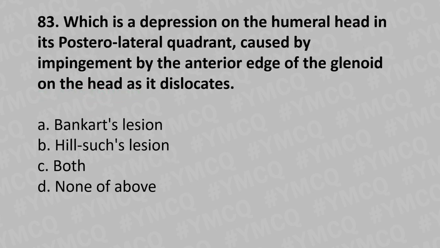Which is a depression on the humeral head in the posterolateral quadrant caused by impingement by the anterior edge of the glenoid on the head as it dislocates? Option A, Bankart lesion. Option B, Hill-Sachs lesion. Option C, both. Option D, none of the above. And the answer is option B, Hill-Sachs lesion. Moving to our 84th question.